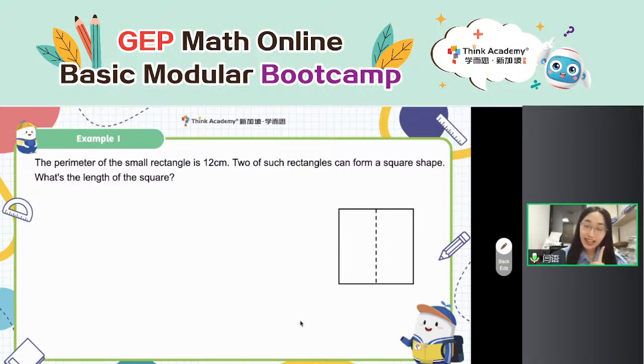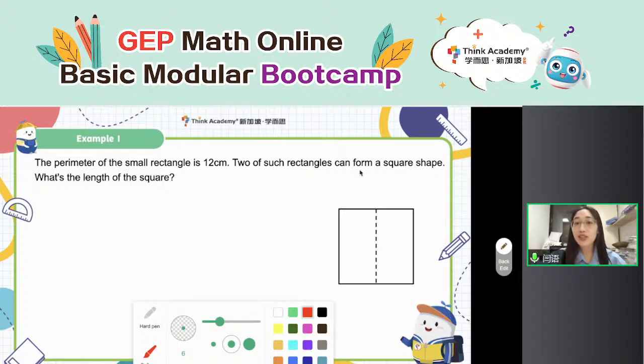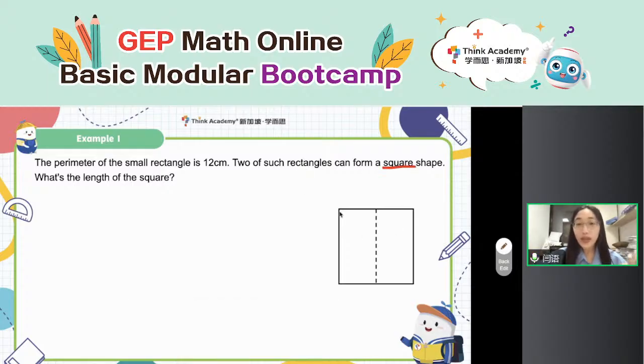Okay, the first thing we need to figure out is the relationship between the length and the breadth in a rectangle. Can you find any relationship here? Yes, actually, the length is twice the breadth. Why? Because two of such rectangles can form a square shape. When it comes to a square shape, we know that all four sides must be equal, right? This is the length of a rectangle. And these two small parts are the two breadths of a rectangle.